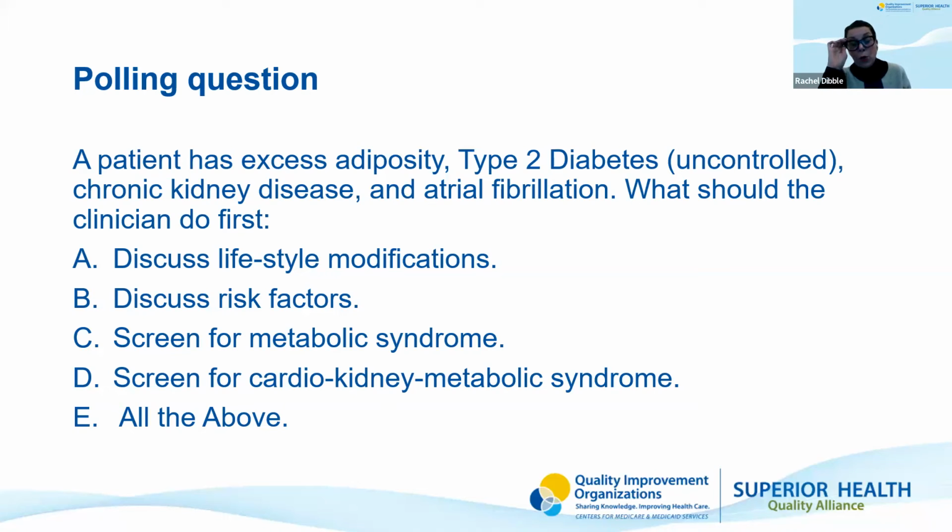Okay, so we're going to go with all the above. So what should they do first? The first thing you do is screen. So insofar as answering that question correctly, you did insofar as first. But then you also have to screen for metabolic syndrome. You can probably figure that out from your CKM. Then you need to discuss your risk factors. This is before this patient leaves, okay?